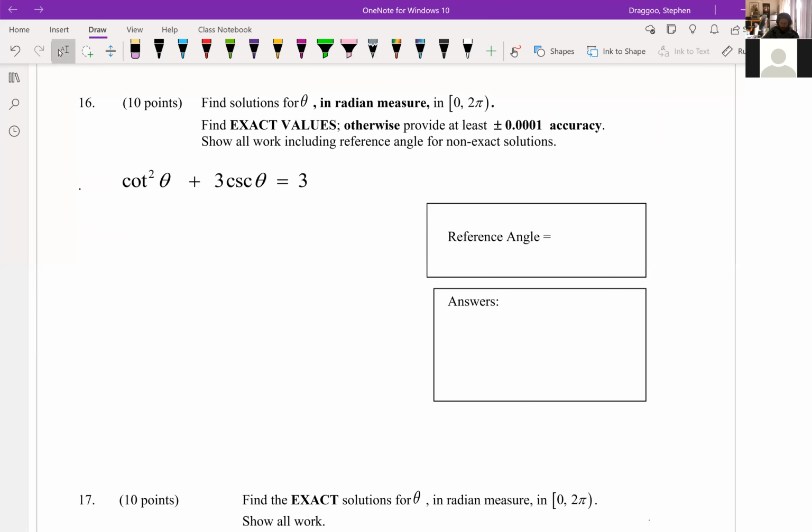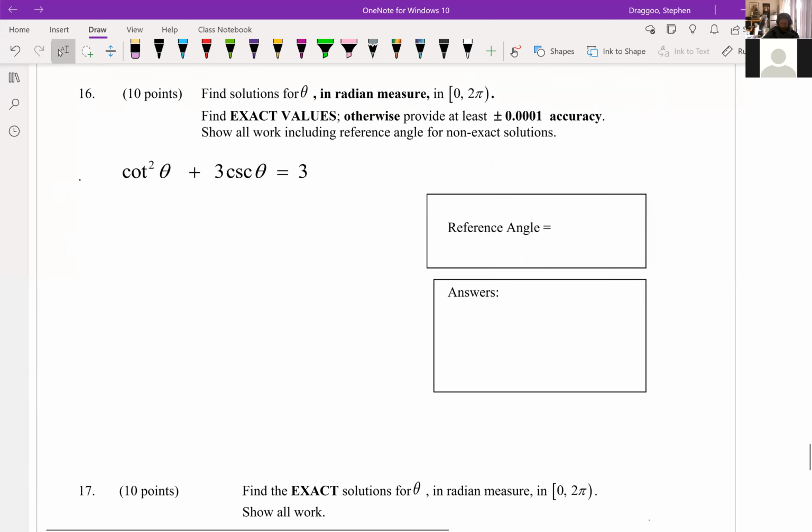All right, then number 16, finding all solutions for theta in 0 to 2 pi. So this time we don't need to add the 2k pi to everything. We just need to find whatever's going on here. So I've got cotangent squared plus 3 cosecant is 3. Solve that thing for theta. So I've got a mix and match of some trig functions right now.